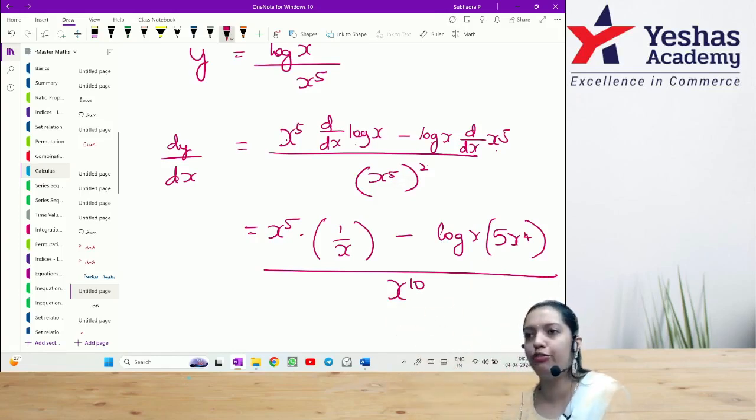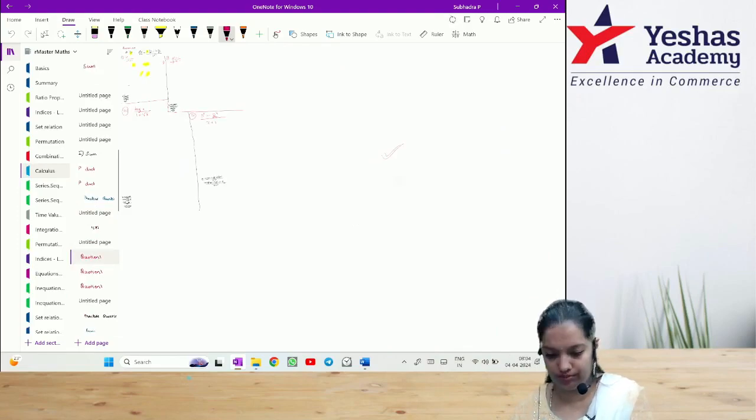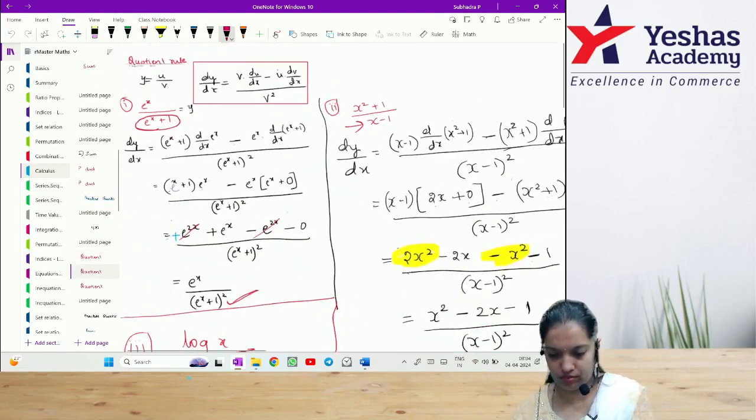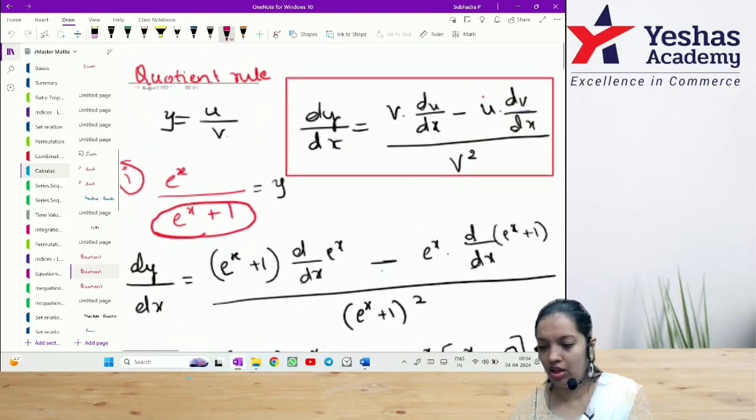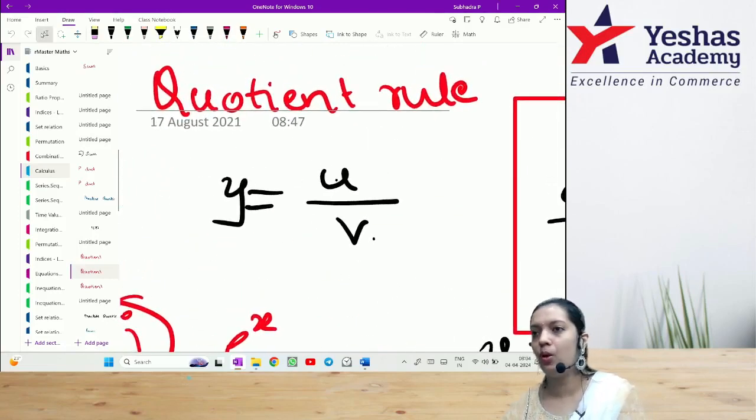Maybe you require around 5-6 problems to get a hold of this. Let's start writing. Give the heading. Quotient rule. Heading. Quotient rule. Write this down. y is equal to u divided by v.